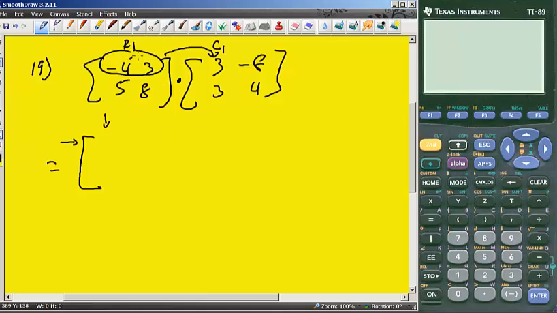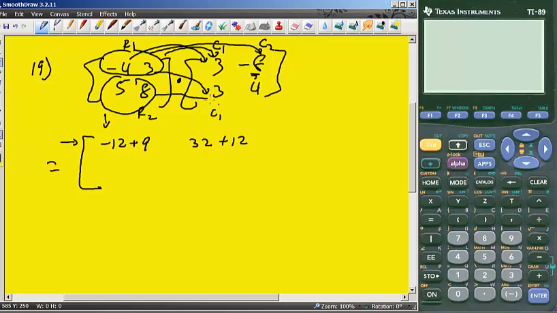So when you multiply, you're going to multiply negative 4 times 3, which is negative 12, plus 3 times 3, which is 9. And then you're going to take row 1, multiply by column 2, and of course the answer is going to go in row 1 and column 2. So negative 4 times negative 8 is 32, and then 4 times 3 is 12. And then we're going to take row 2 and multiply by column 1.